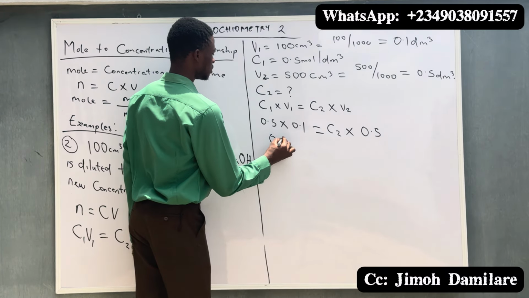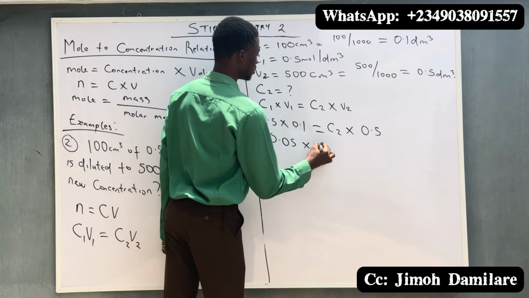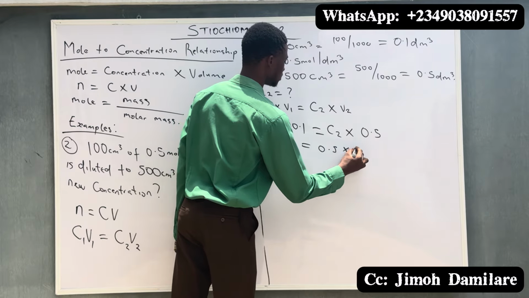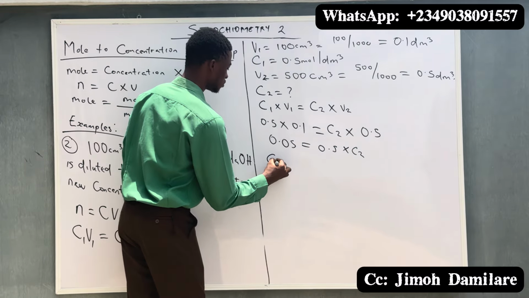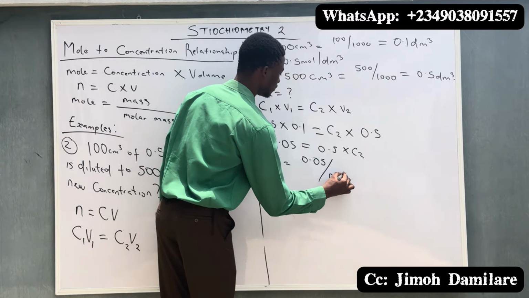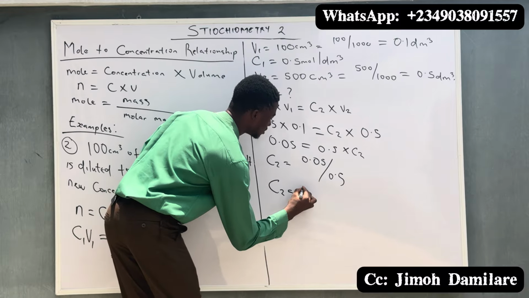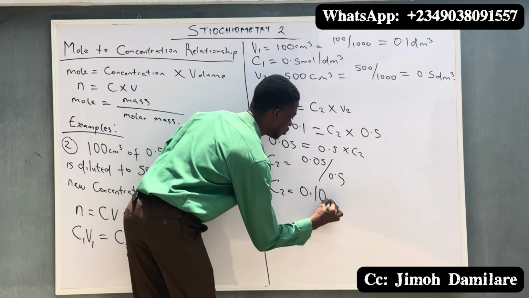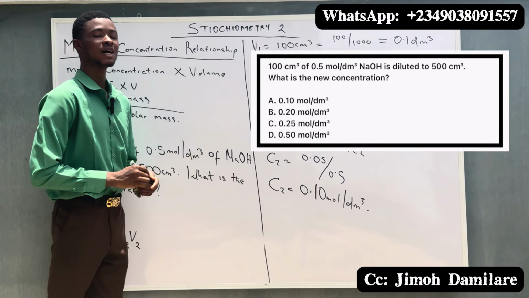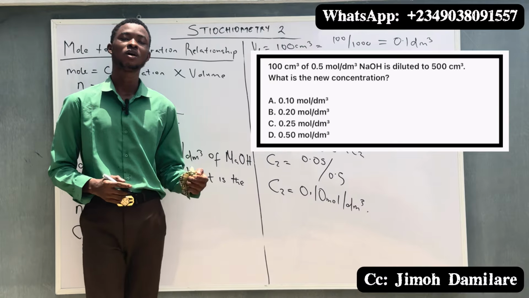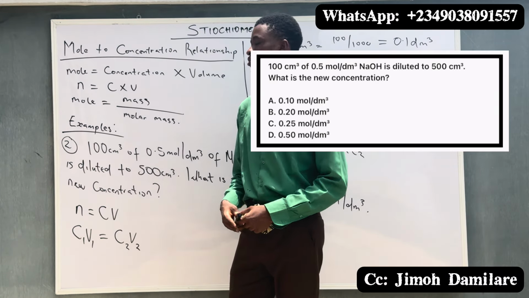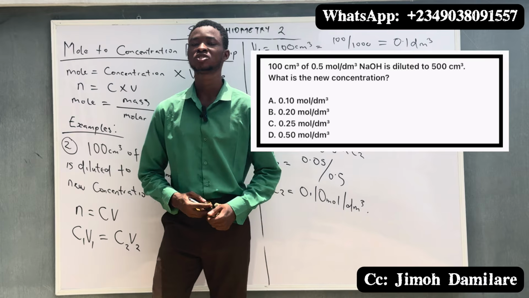So this will give us 0.05 equal to 0.5 multiplied by C2. So C2 will be given as 0.05 divided by 0.5. So C2 will be 0.1 mole per dm cube. So this is our final answer to a question of this type. You can see it is very, very simple. You just have to know what you are doing. Since the mole is not given in this kind of question, we will exclude the mole and just use the concentration and the volume.